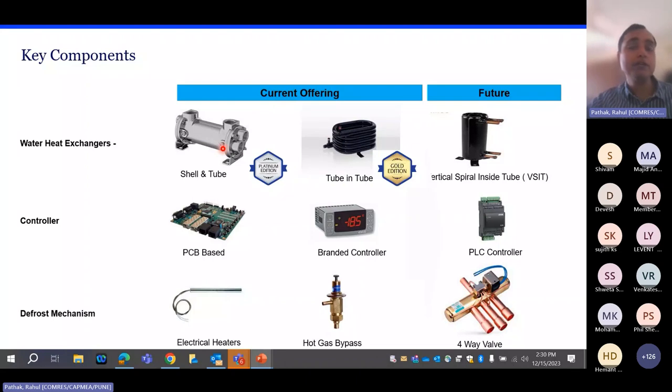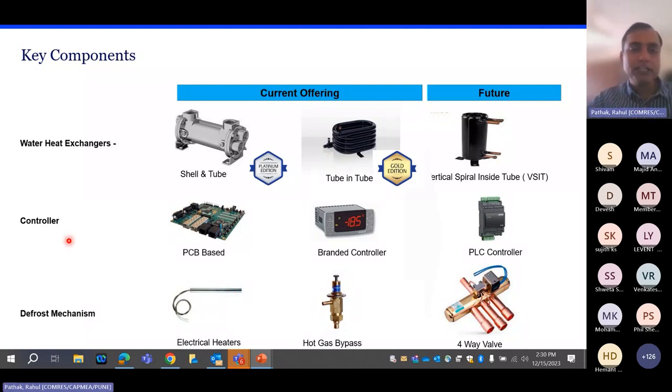So wherever you have a problem with the quality of the water, we always recommend a shell and tube condenser. And of course, where the quality is good, and you have 100% of your water supply from your corporation, then we recommend going for a tube in tube. Of course, the cost of the heat pump with the tube in tube is a little on the lower side compared to a shell and tube fitted heat pump.